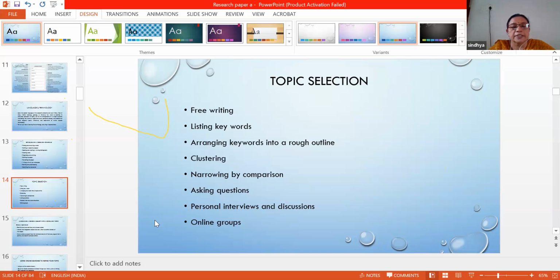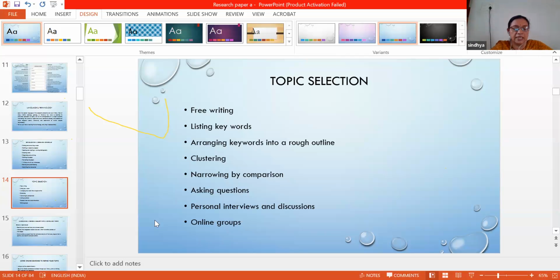Then the first step is topic selection. In topic selection, we can write freely. We can write freely in our own area of interest, whatever comes into our mind, what kind of paper I can write, or what kind of variables I can select. All these can be freely written on paper, so that from the list you can select whatever is important for the paper, and listing the keywords is important. So first you write a list of words that is relevant or interesting for you, and from that list you have to select keywords.